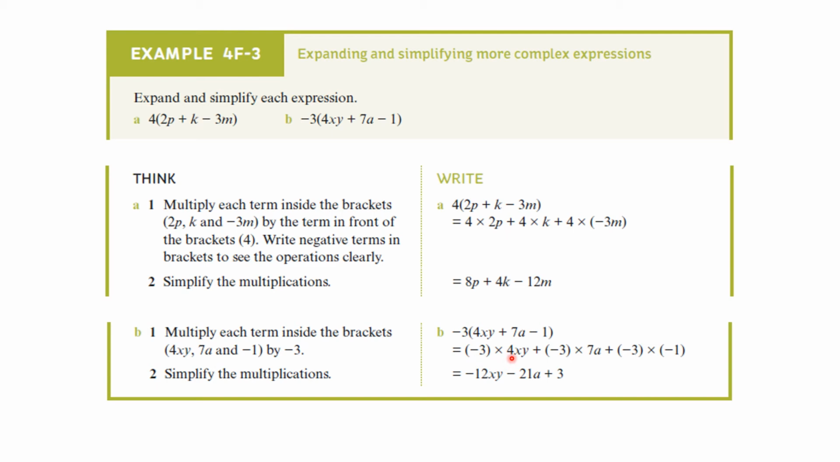Negative 3 times 4 is negative 12. xy, okay, it doesn't share anything in common with the negative 3. We write it next to the 12. Negative 3 times 7 is a negative 21. There's only one letter A here in this part, next to the 21. Negative 3 times negative 1, 2 negatives change to a positive, 3 ones are 3.